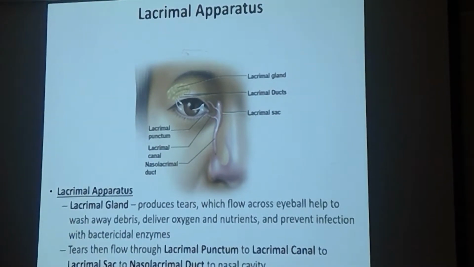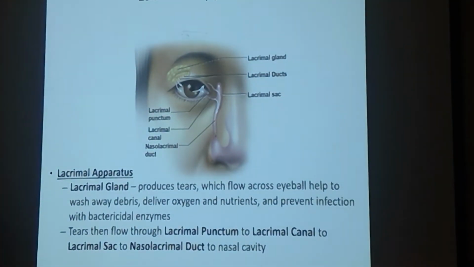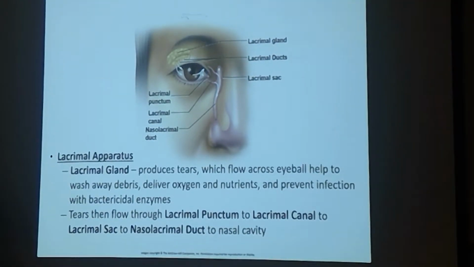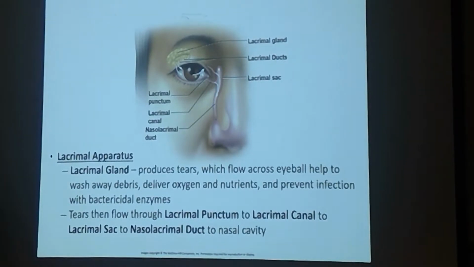Basically, your tear production, right? So fluid production, which flows across the eyeball to help wash away debris. They deliver oxygen and nutrients and carry away wastes and carbon dioxide and prevent infection with bactericidal enzymes. So bacteria do live on the eye. Those are the ones that are actually okay with the enzymes that are supposed to fight those bacteria. So the bacteria that are on your eye are actually beneficial.